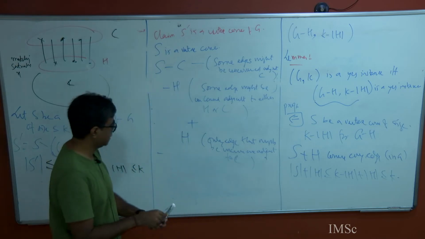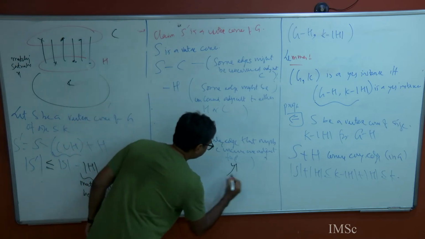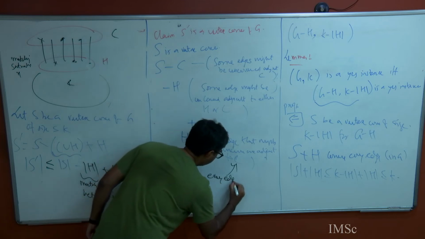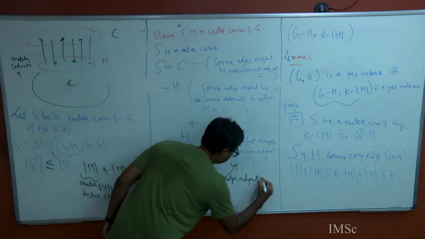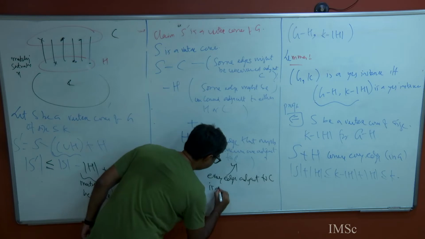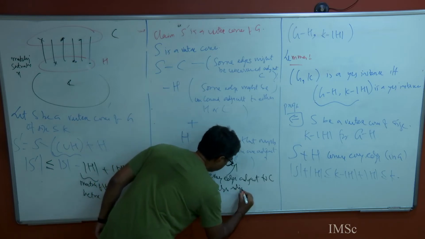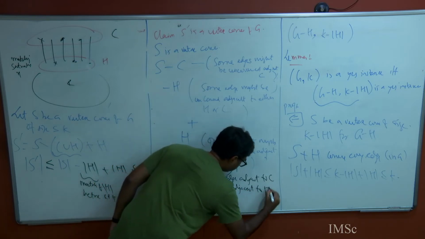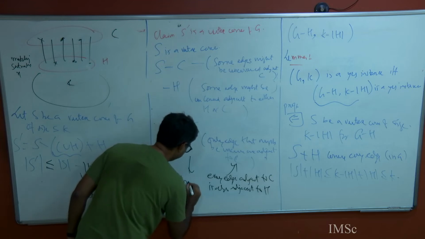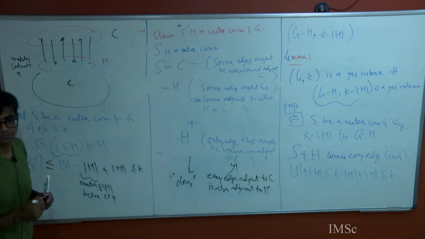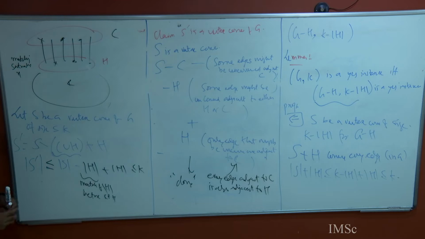But what do we know about C? Every edge adjacent to C is also adjacent to H. Done. There's nothing more to show. Right? So just follow the inequality and you are all there, right?